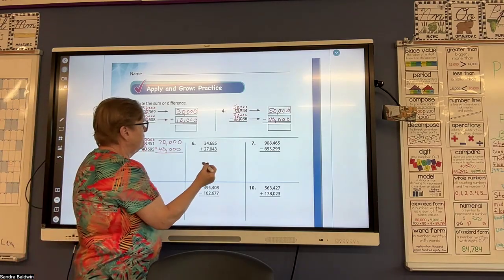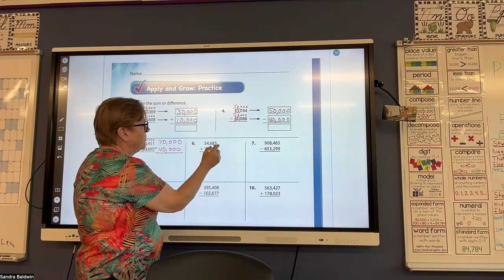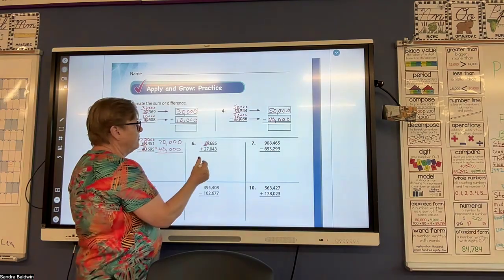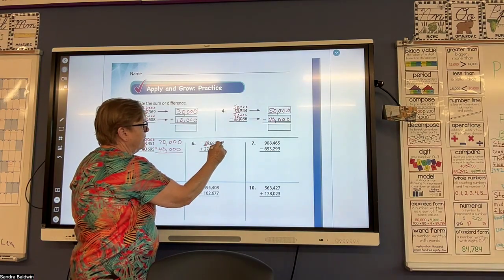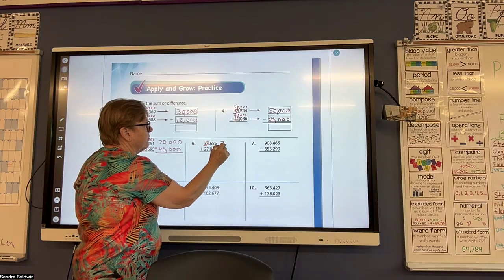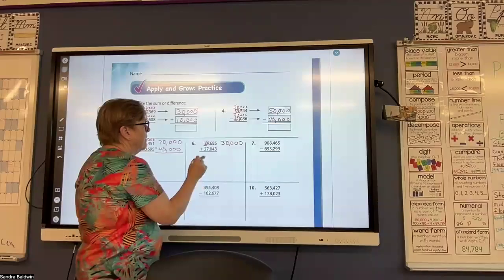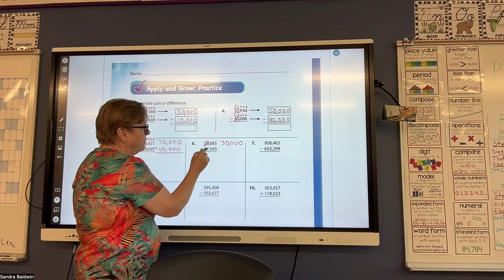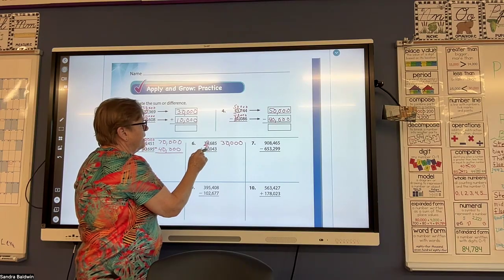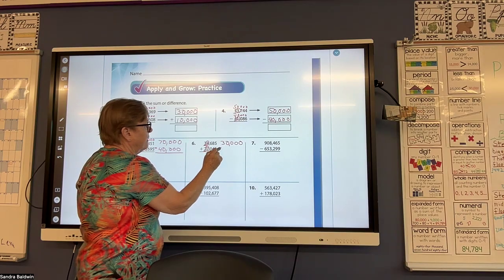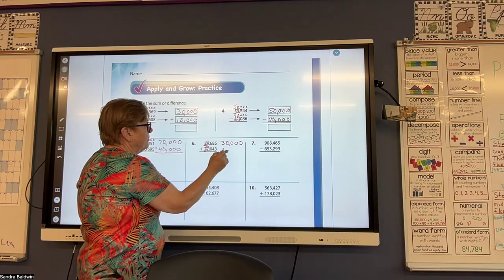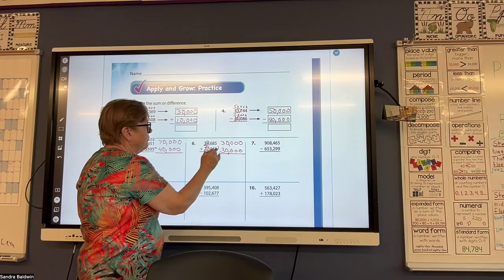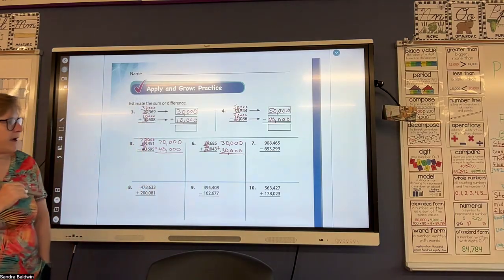For number 6, 34,685. The 3 is in the 10,000. The 4 is in the thousands place. So I'm going to keep the 3. And then 1, 2, 3, 4, 4 zeros. 27,043. The 2 is in the 10,000. The 7 is a 1,000. That 7 means I'm going to push this up to a 3. And then substitute zeros for the rest. Make sure you pay attention to your sign, whether you're going to add or subtract.